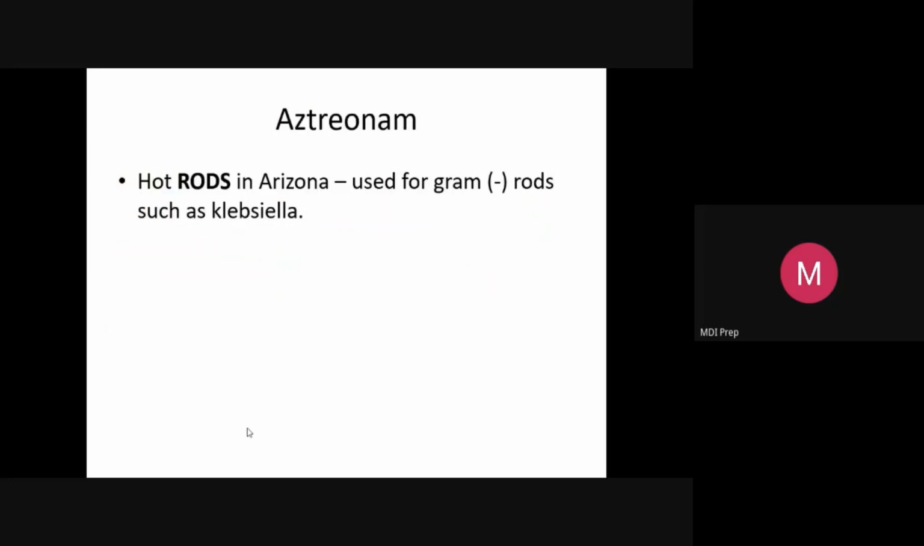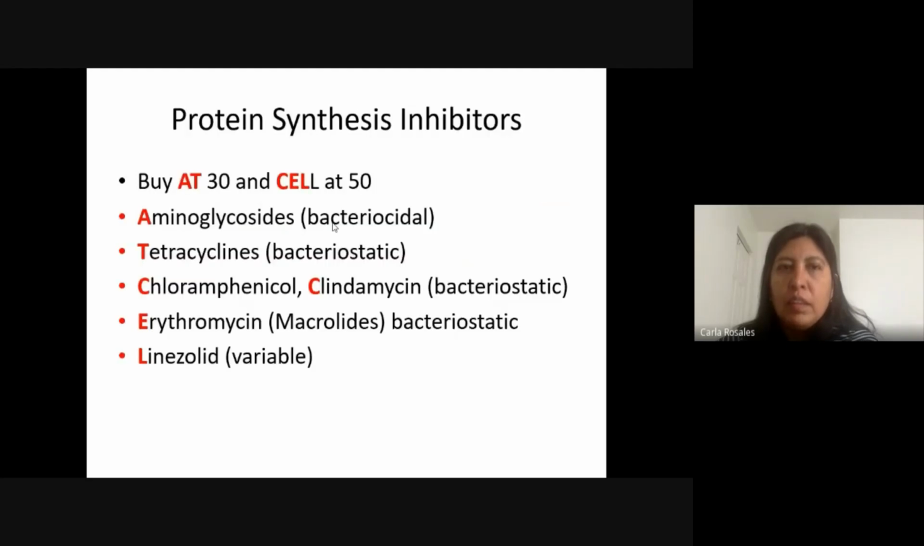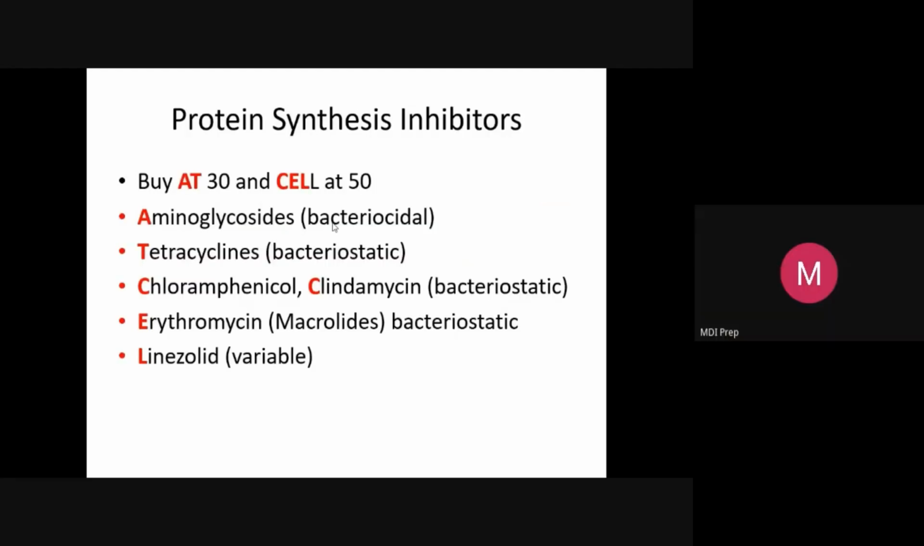All right. You don't need to know that. Aztreonam is another cell wall inhibitor, but they really don't ask about it. I don't think you're going to see it, but it is a cell wall inhibitor, but it's used for gram-negative rods, like Klebsiella. And this PowerPoint is in your calendar. All right. Now this is important.